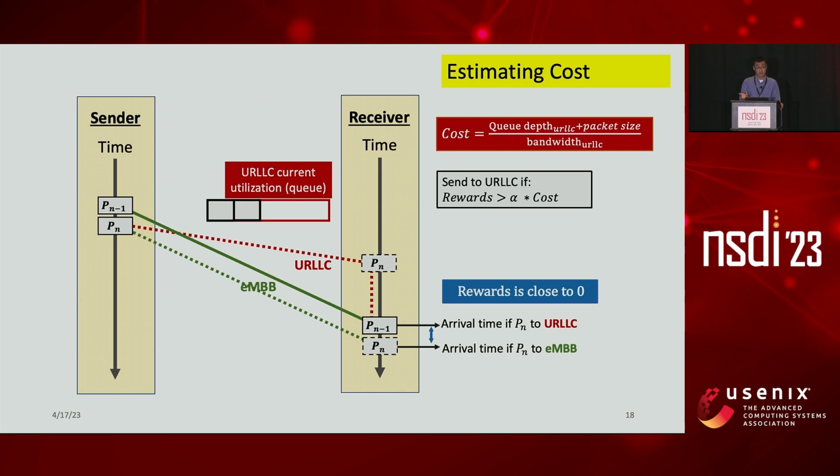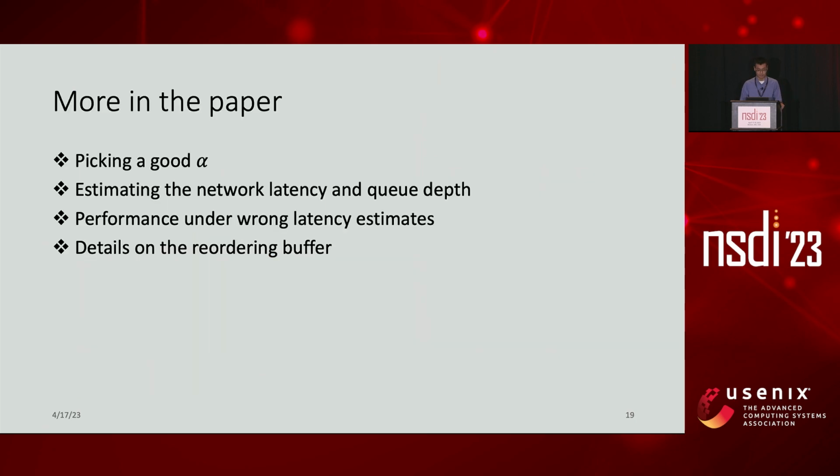For example, if alpha is 0, then you are going to send a packet every time you see a reward. And in this case, let's revisit this case. Should we send PN to the URLLC or not? The answer might be no, because the reward will be very small, and we will be increasing the cost on the current utilization of the URLLC.